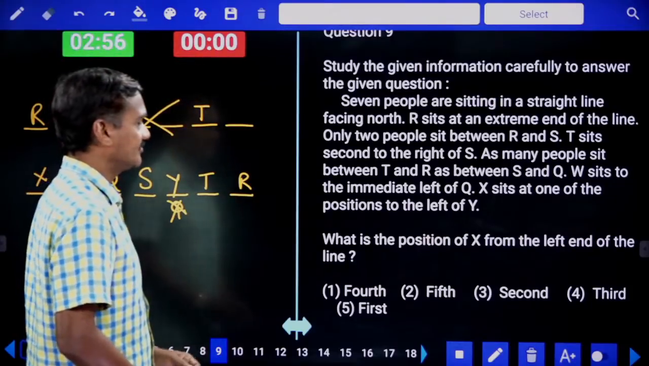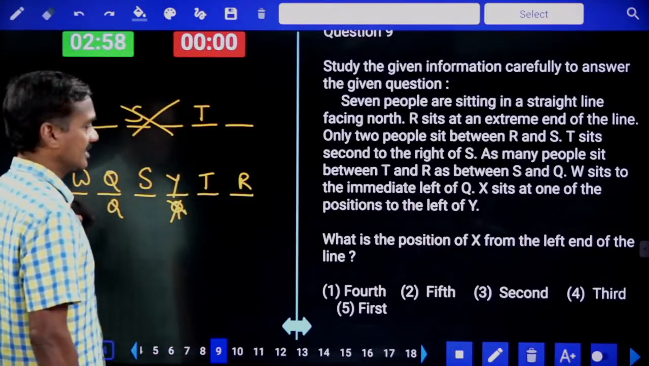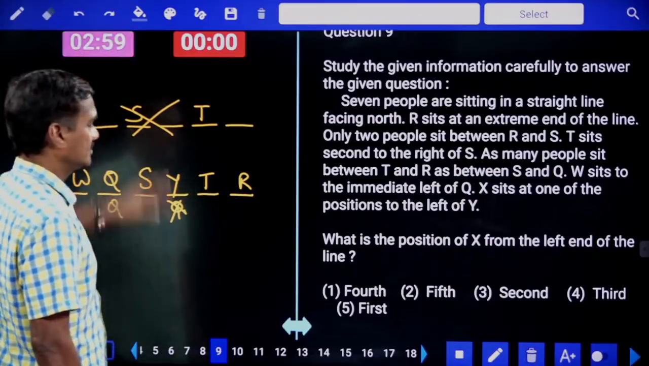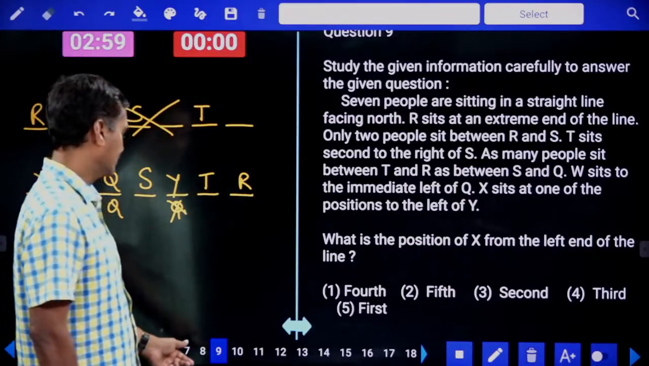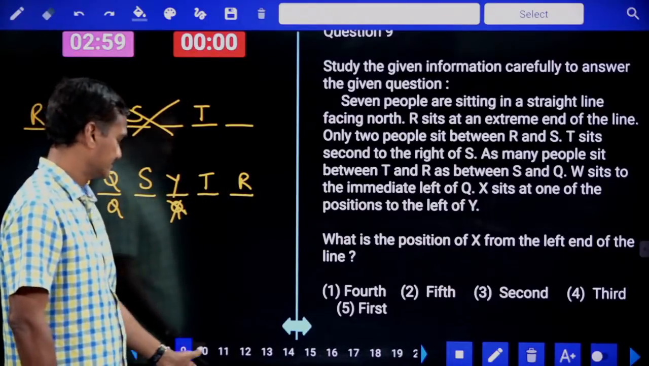And what is the position of X from the left end? First from the left, isn't it? Now first, that is choice 5. Question number 9, it is choice 5.